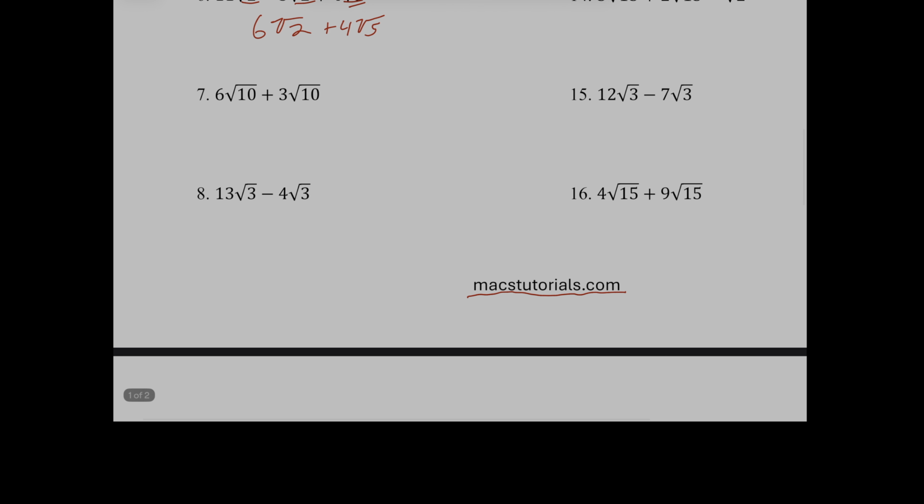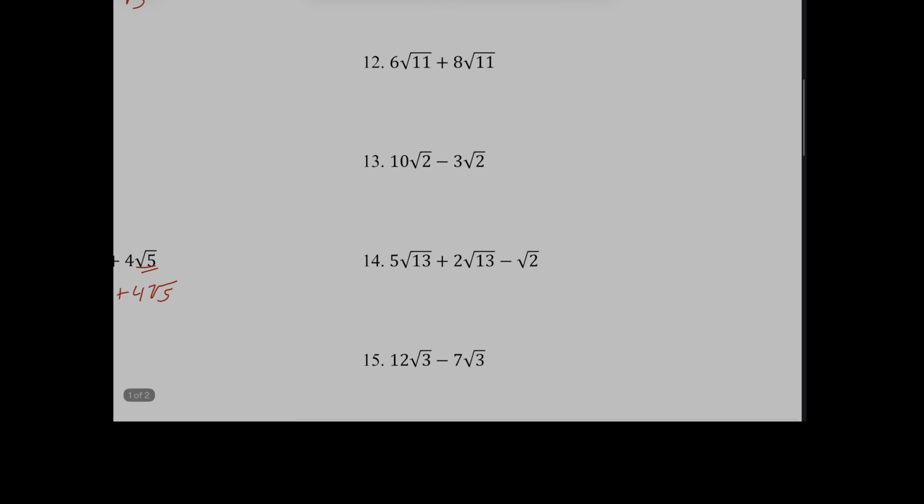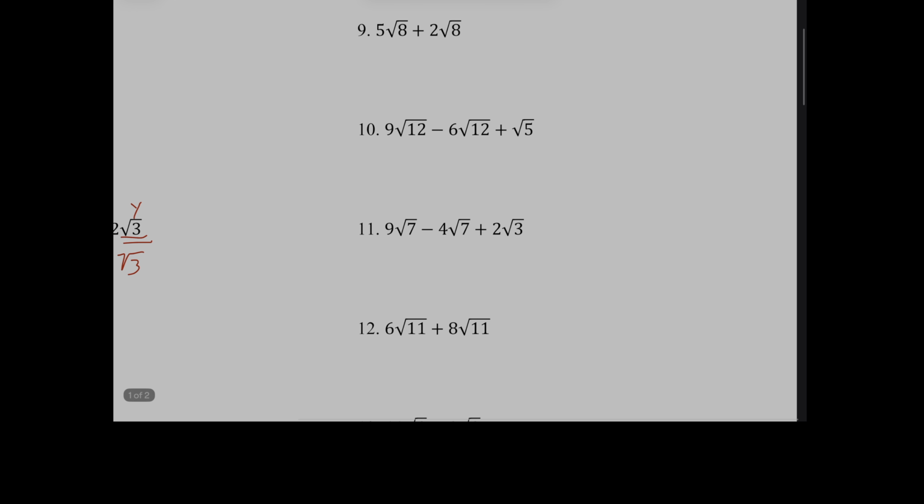Number 7, radical is the same. So I'm just going to go 9 radical 10. Okay, and then this number 8, they're the same, so I'm just going to do the number and copy the radical. Okay, feel pretty easy so far? Let's go on to the other side and do these.